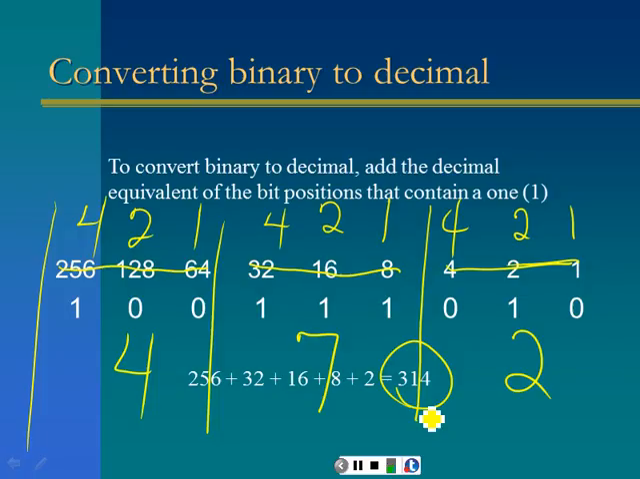I hated that I'd made that circle because now it looks like 4702. But it's 472 in octal. Everybody okay? To me, that's much easier than trying to figure out how many 8s and 64s and 512s and 4096s.